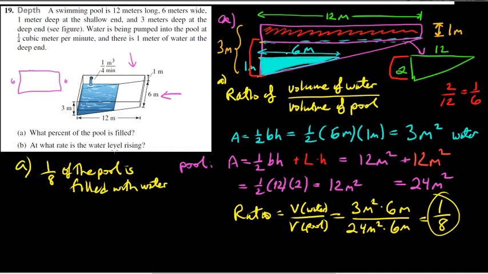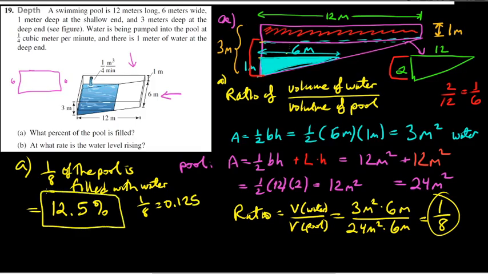Okay. Now, of course, maybe they're being picky here, but they want the percent. So you know how to convert a fraction to a percent. It's 12.5%, right? So in other words, 1 over 8 is 0.125. So final answer, 12.5% of the pool is filled with water.